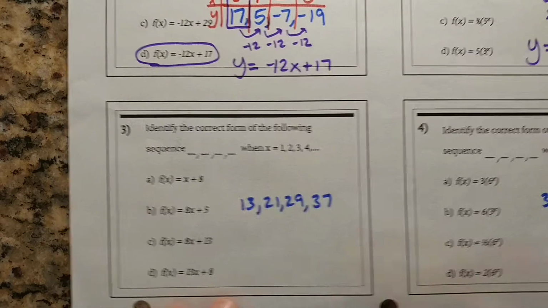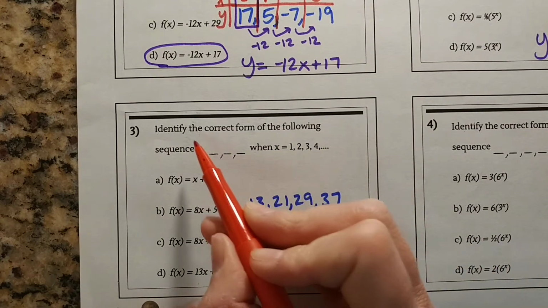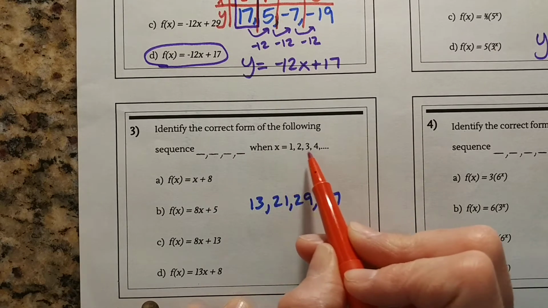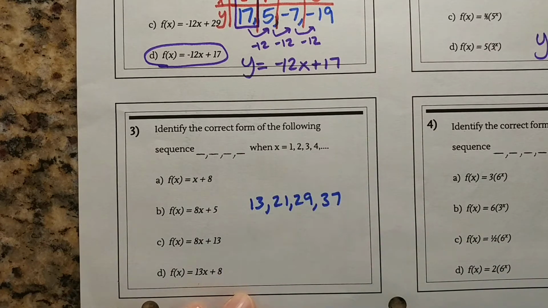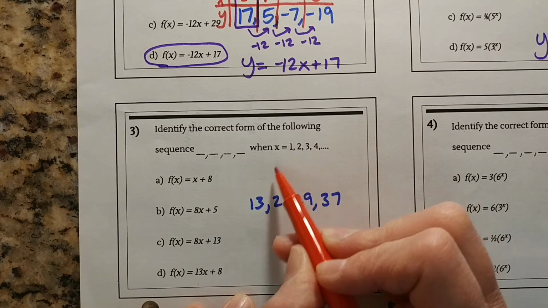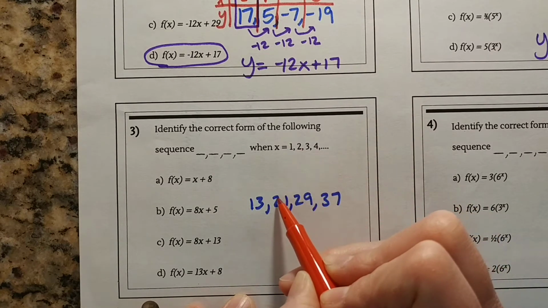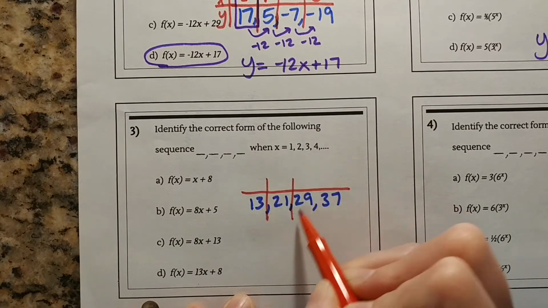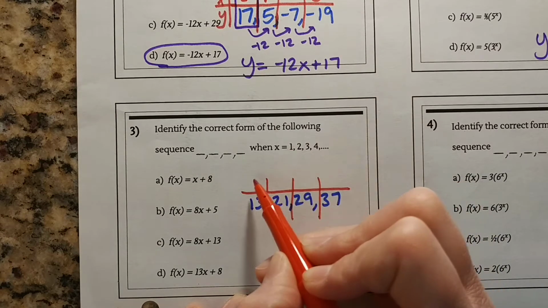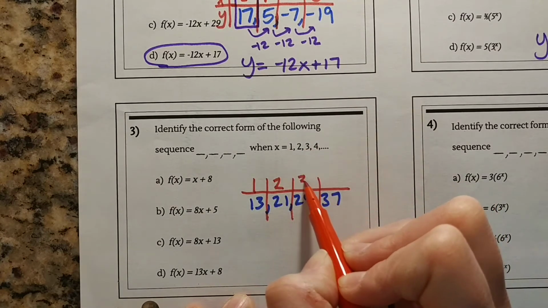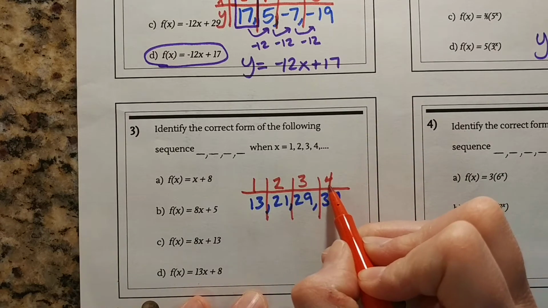All right, number 3. Here's the sequence that we're given. Identify the correct form of the following sequence when x is 1, 2, 3, 4. Do you see how this is different? This time, this sequence was created by plugging 1 in for x to get this term, 2 in for x to get this term. So if I create a table, when x is 1, I get 13. When x is 2, I get 21. And when x is 3, I get 29, and so on.